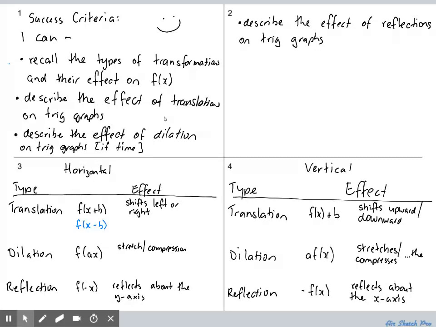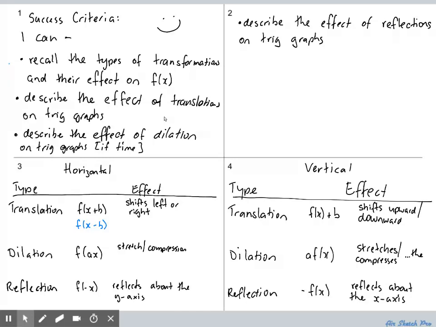But what I'm keen to do is really look at the effects of these transformations on trig graphs. I'm going to look at sine graphs mainly, just because it's probably easier to focus on one and then consider what it would be like for the other ones. In turn, I'm going to look at each of those translations. I'm going to write these on the side of the board.